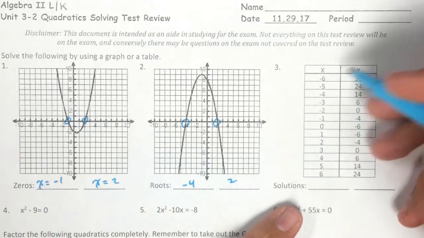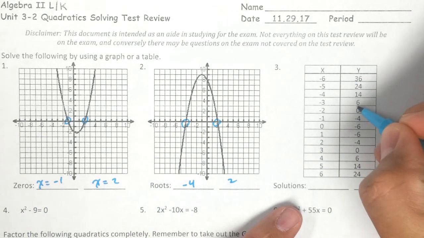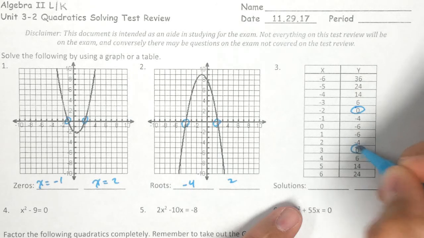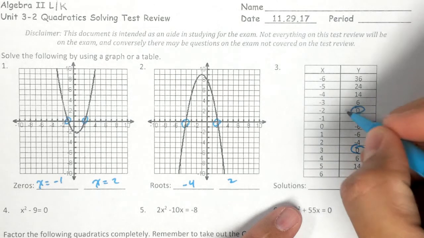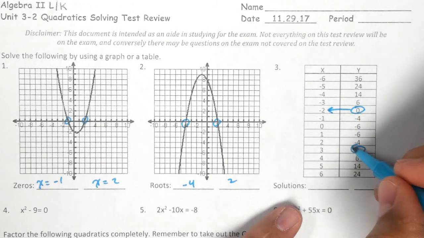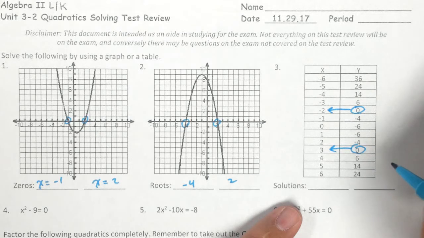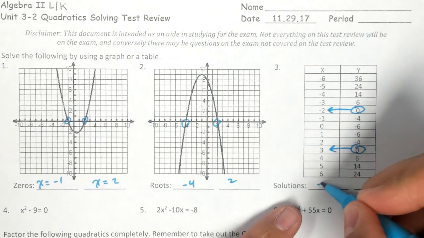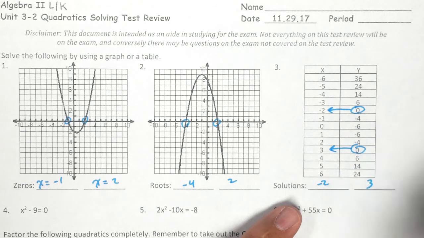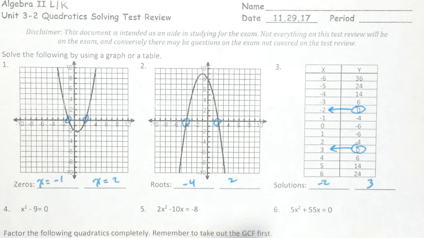When it comes to the table, we're looking to find where my y is 0. The reason I call it zeros is because my y value is 0. So we're looking for this point and this point. I don't care about this 0 on the x at all. So I want the corresponding x values that are associated with these zeros on this right side. So I want this -2 and I want this 3. Those are all my solutions there.